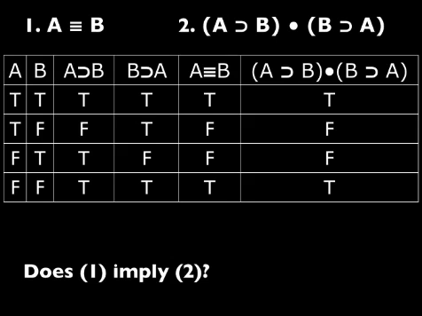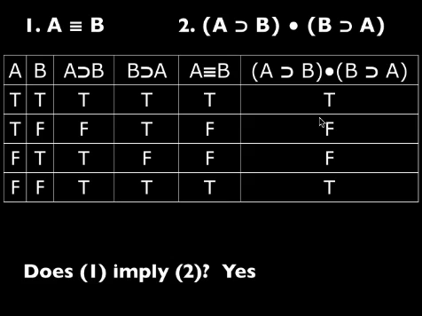Does 1 imply 2? Okay, so remember, we're now asking if 1 implies 2. So we're going to look for a counterexample row. That's going to be a row where 1 is true, but 2 over here is false. Okay, and you should be able to see there's no counterexample row. There's no row where we have a T here and an F there in the same row. So no counterexample row means the implication does hold.